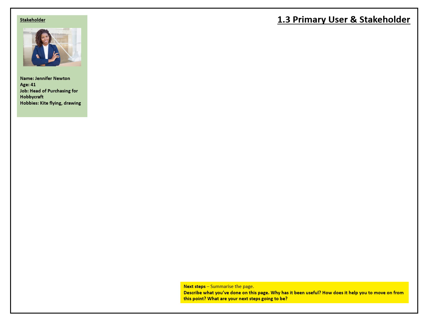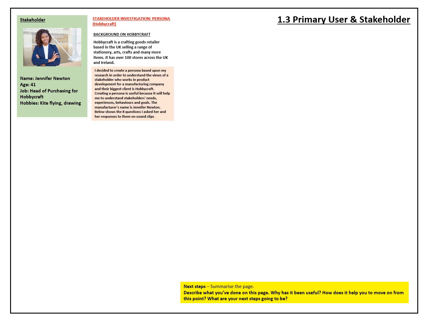If in the event you don't get any response from them and you've tried and you can't get it back, what you're going to want to do is to create a persona. A persona is where you make up a person. So you say, I'm going to say Jennifer Newton, she's age 41, she's head of purchasing for Hobbycraft. And you will go and interview somebody that you know, so a parent, a teacher, another student, and they will have to pretend to be Jennifer Newton.